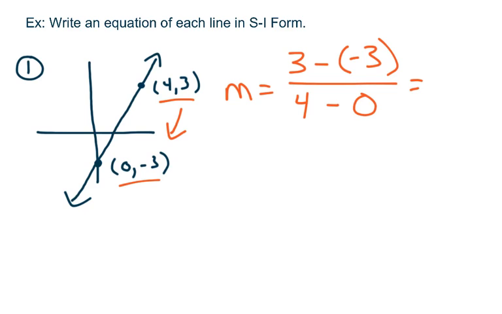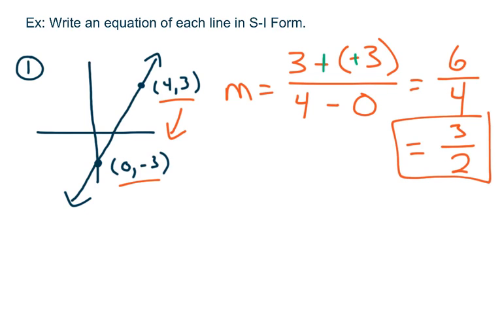So 3 minus -3, that's the same thing as 3 plus 3. That would be the same thing as 6. 4 minus 0 is 4. 6 over 4 is a fraction that can be simplified down into 3 over 2. So there's our slope. Now the question then becomes the y-intercept.